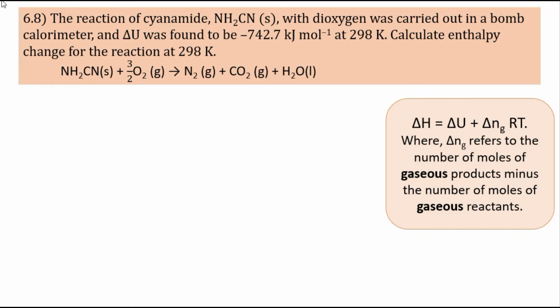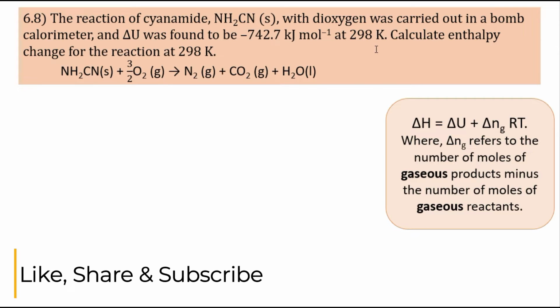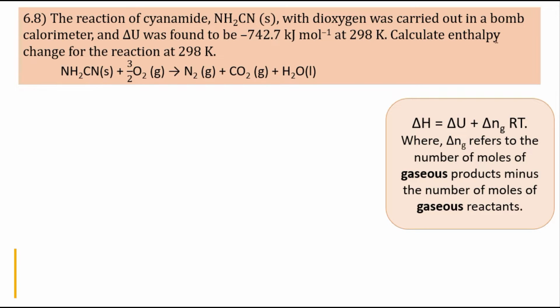Question 6.8. The reaction of cyanamide, NH2CN, in solid state with dioxygen was carried out in a bomb calorimeter, and delta U was found to be minus 742.7 kilojoule per mole at 298 Kelvin temperature. Calculate the enthalpy change for the reaction at 298 Kelvin, and that reaction is given here.